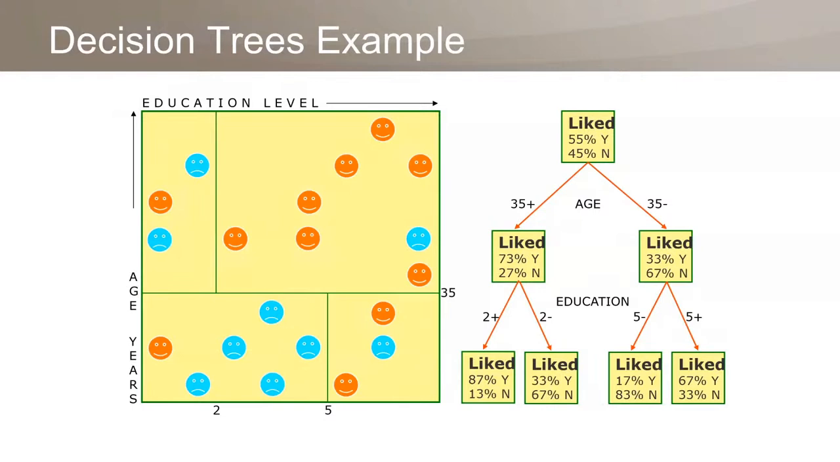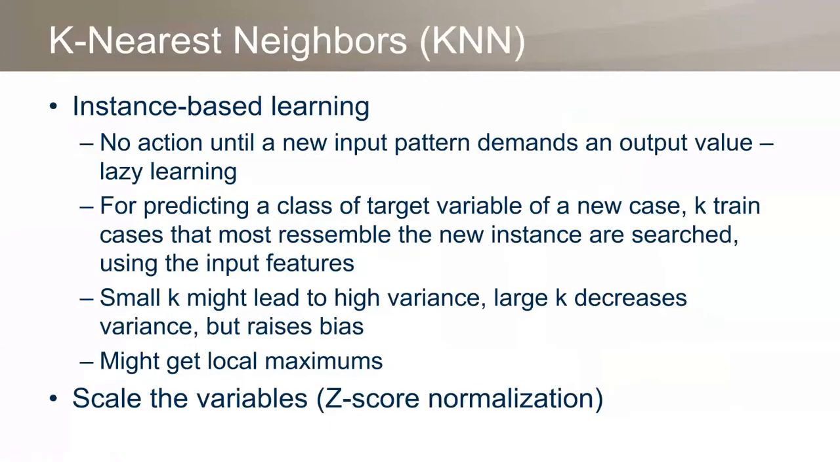So, for example, if we go to the left side, age 35 plus, 73% like, 27% dislike. And then those with education less than 2, 33% like, 67% dislike. So the purity has actually gone down. So maybe this would also be a class that wouldn't be interesting, and some algorithms would cut off this class. Now, with Transact SQL, I cannot do this in an easy way without loops. So I will simply allow this development to the end.